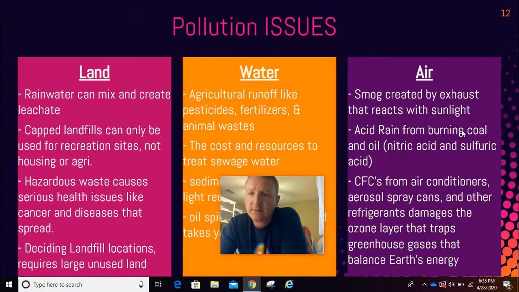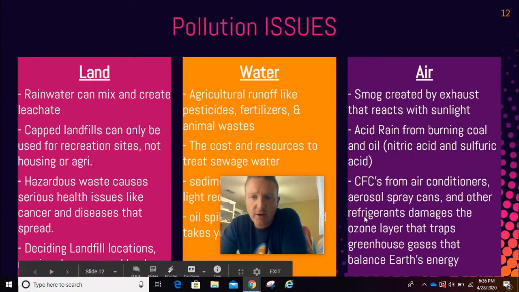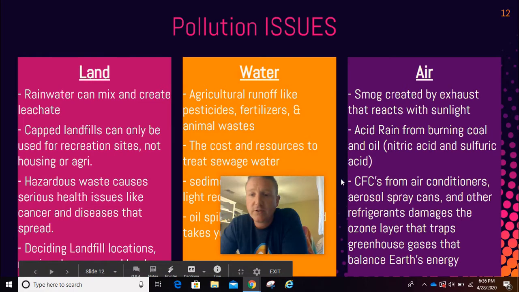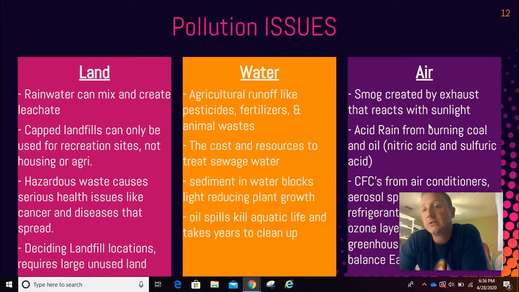Air, look at these. Smog from exhaust, acid rain, talking about that a while ago. The CFCs from air conditioners. There were regulations put on CFCs a long time ago. They thought that was the reason for the ozone hole. Well, when they made regulations on the CFCs, the ozone actually began to repair itself. That's what they believe might have happened. So greenhouse gases are increased because of CFCs, people not using them correctly due to regulation.